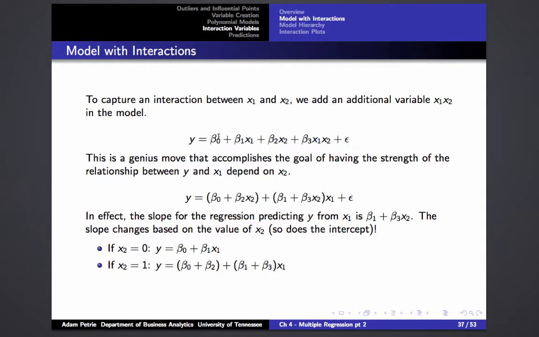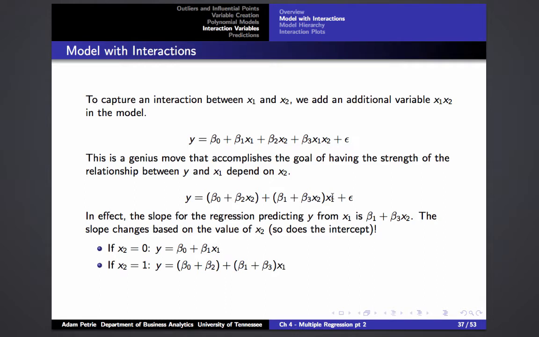Let's imagine that we're looking at the relationship between y and x1. Let's group terms in this equation. Beta 0 and beta 2 x2 can be grouped together because they don't depend on x1 at all. And beta 1 x1 and beta 3 x1 x2 can be grouped together. I can take out that common factor of x1, and what I've left over I can group together here.